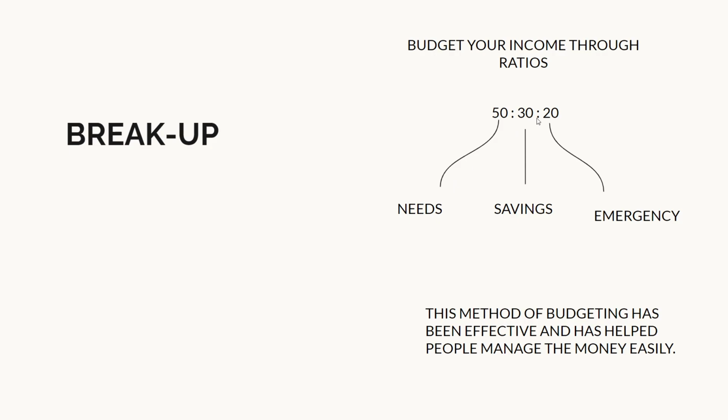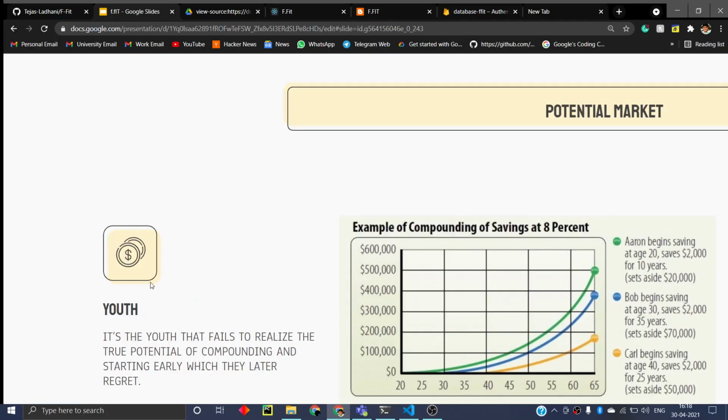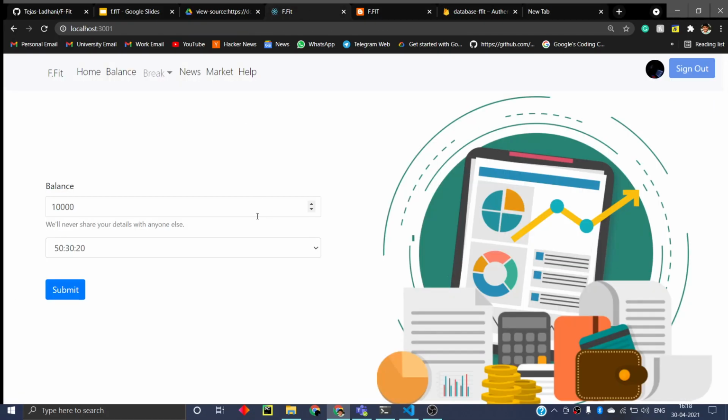To create a monthly budget here, 50% of your money is being allocated for needs or expenses, 30% of your money is being allocated for your savings and 20% of that money is being allocated for emergencies. This budgeting method using ratios has proven to be very useful and many people use it every day. And what's the potential market or users that would be using this app? This would be targeted for youth. But let's get to the demo here.